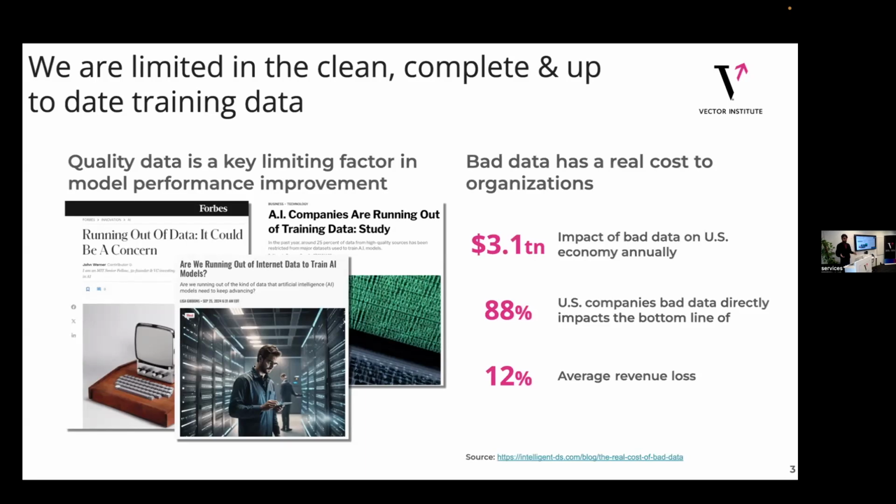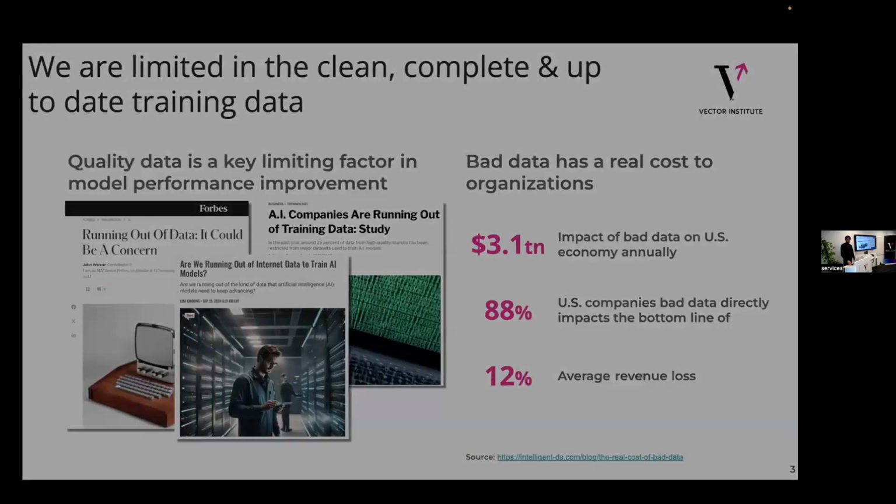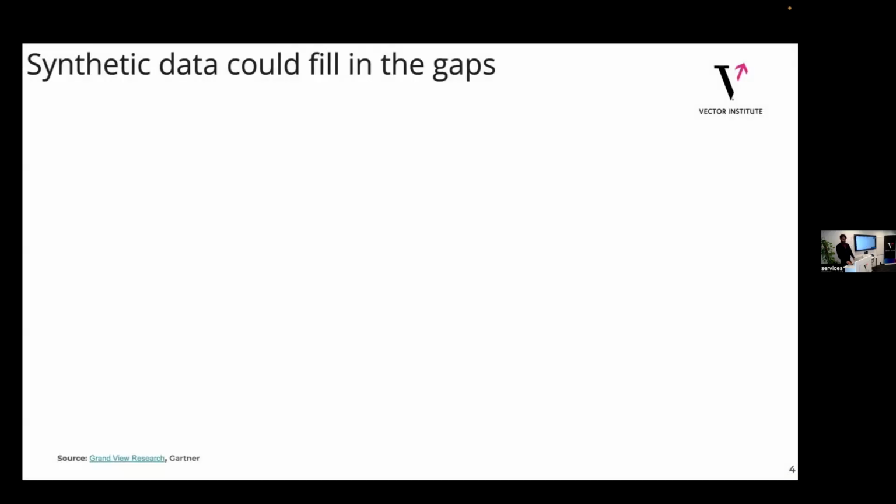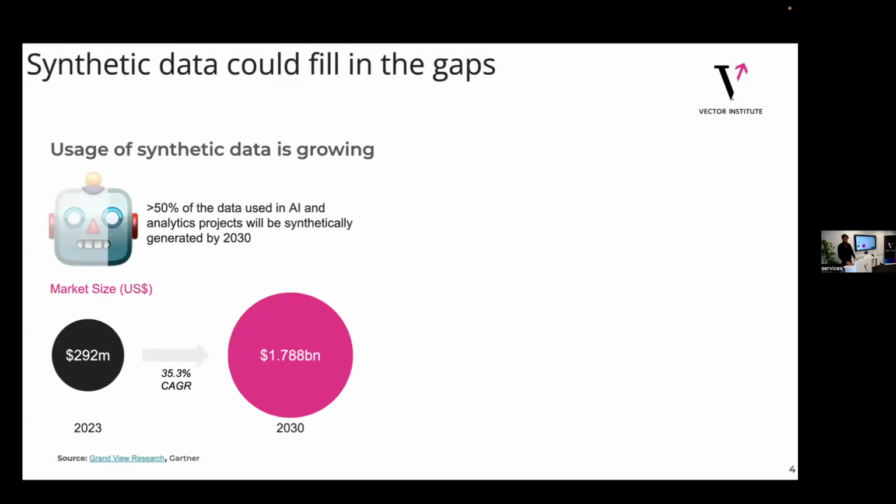And so this is just some data from the US, where it says around $3.1 trillion is the negative impact of bad data for US companies, as well as 12% average revenue loss for these companies. So incomplete, bad data, access to data. This is a massive problem, and especially with AI becoming more and more prevalent in our data, it's only going to get to be a larger issue. And so synthetic data has a possibility to fill in these gaps.